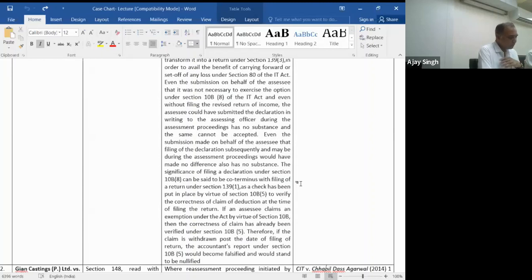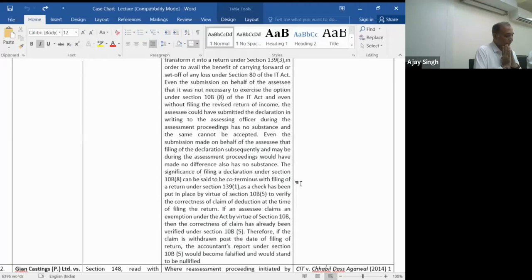However, the Honorable Supreme Court, after considering all these requirements, took a stand that this requirement is mandatory and the SSC should have filed all these declarations while filing its original return under section 139(1).